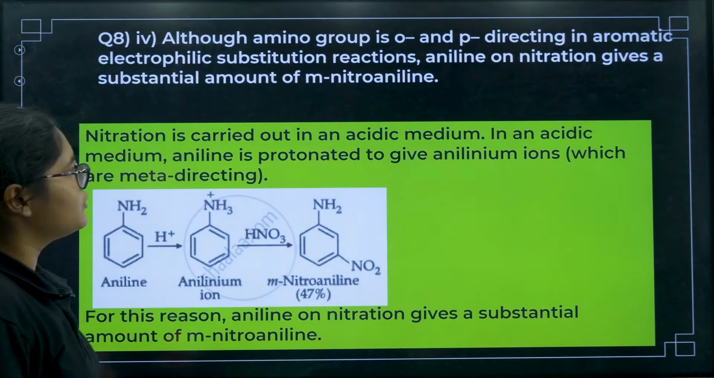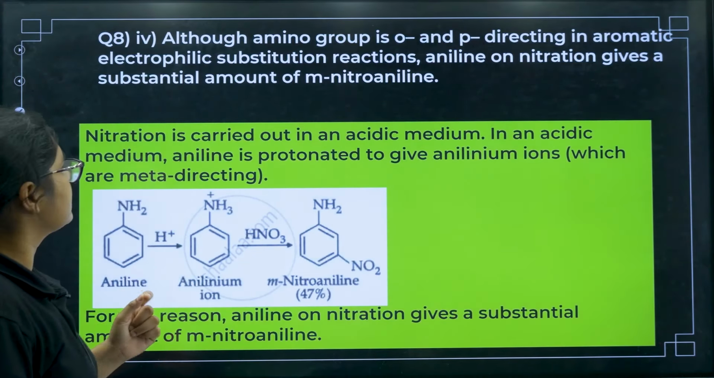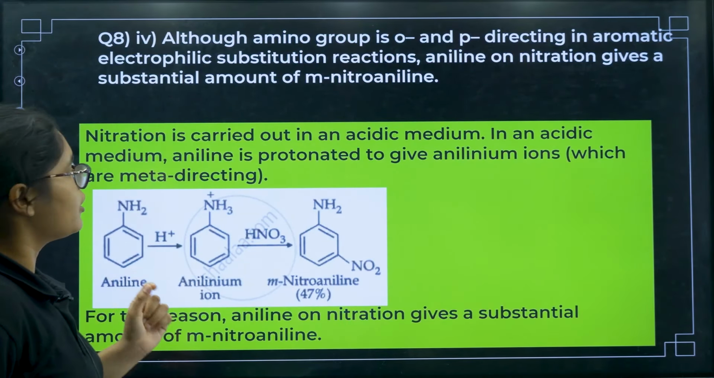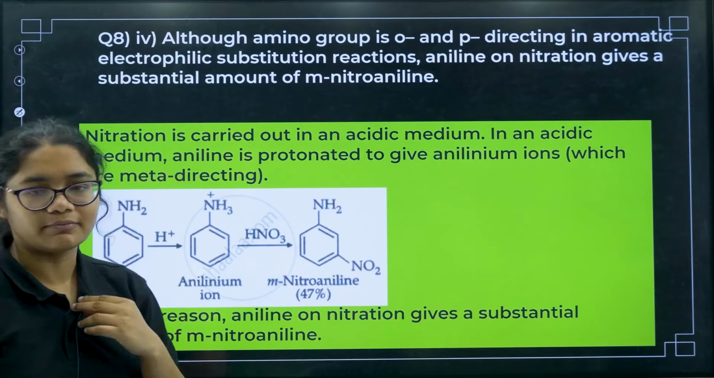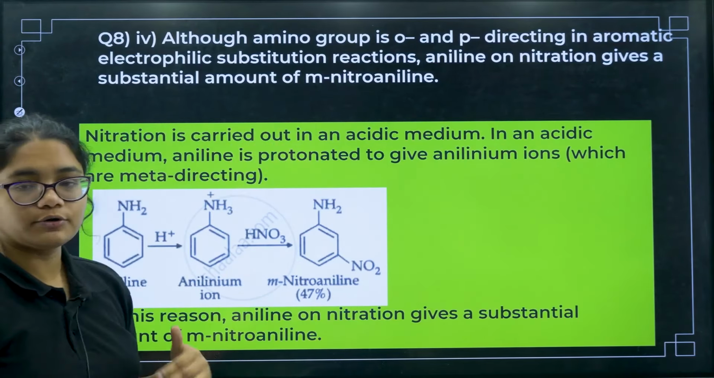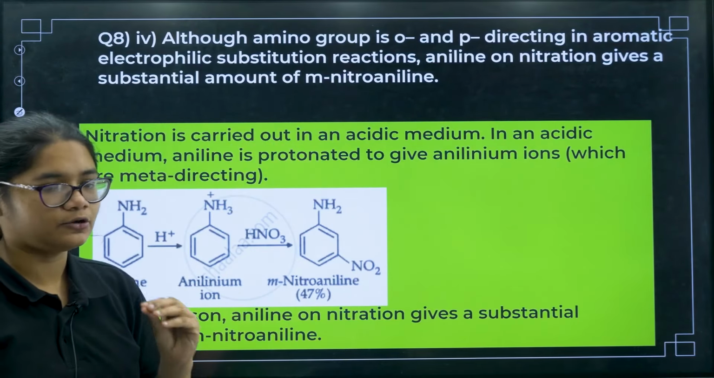Next, although the amino group is ortho and para directing in aromatic substitution, aniline on nitration gives a substantial amount of meta-nitroaniline. This I have showed you during the reaction and I told you I will explain it during the question.